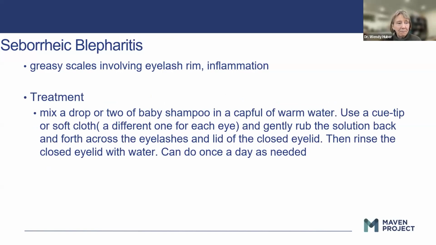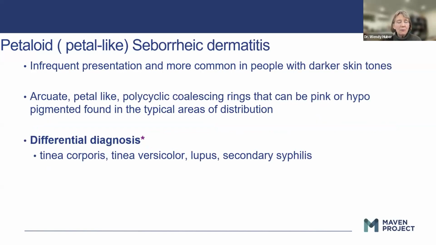Next slide. And I did want to make you aware of another type of clinical appearance of seborrheic dermatitis. It's being reported now more often. It's more common in people with darker skin tones. And you'll get these little coalescing rings in the typical areas of seborrheic dermatitis. Be aware, there is a differential for this.